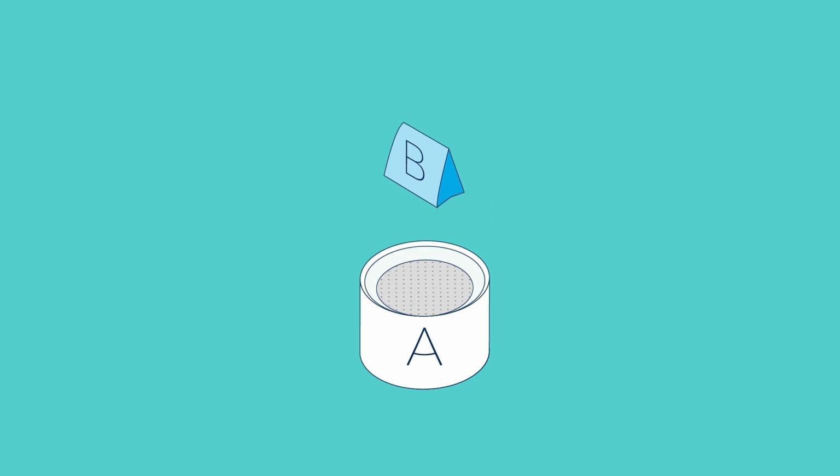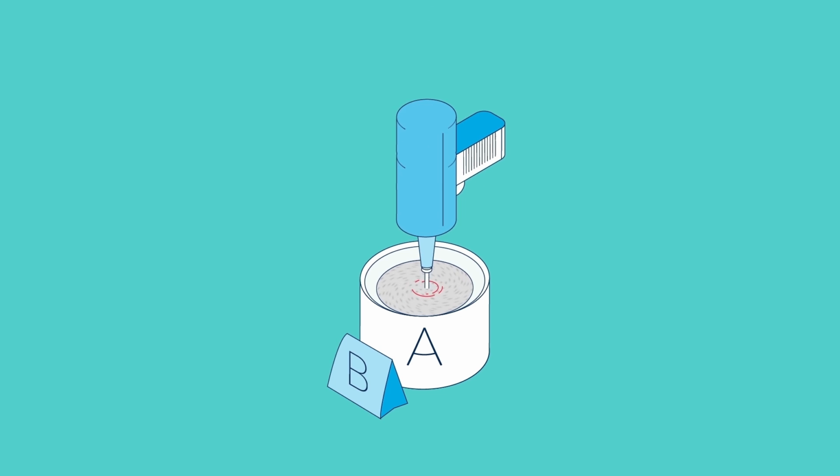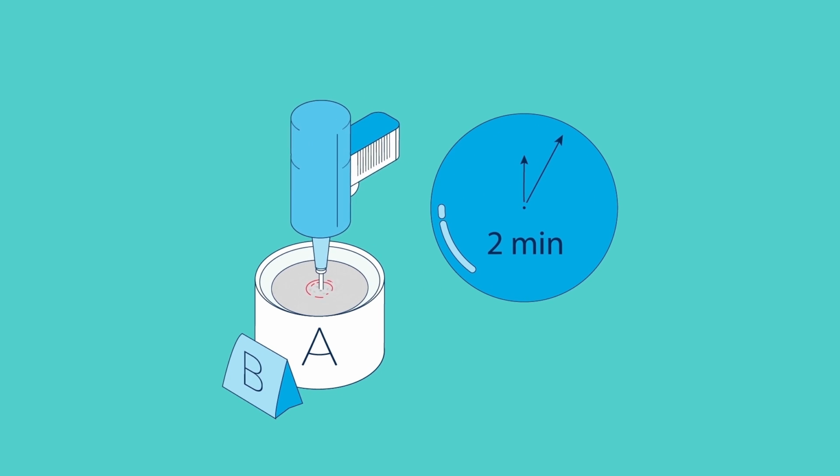For the Premierbond two-part adhesive, mix together solutions A and B with a drill-fitted mixing paddle. To ensure an even consistency, mix for a minimum of 2 minutes.